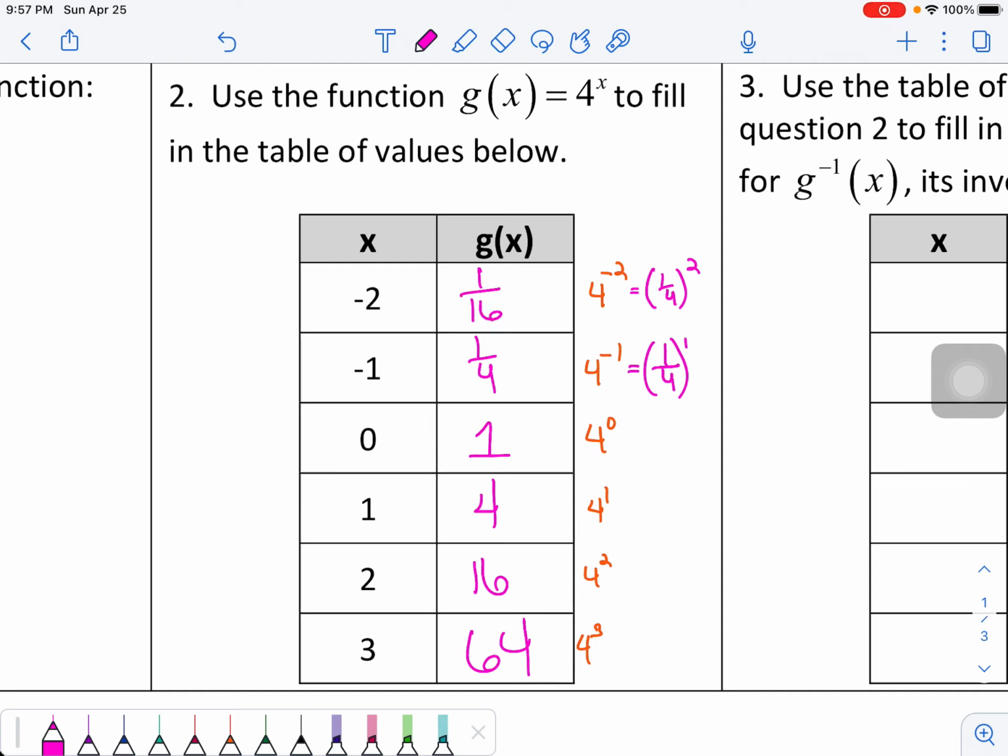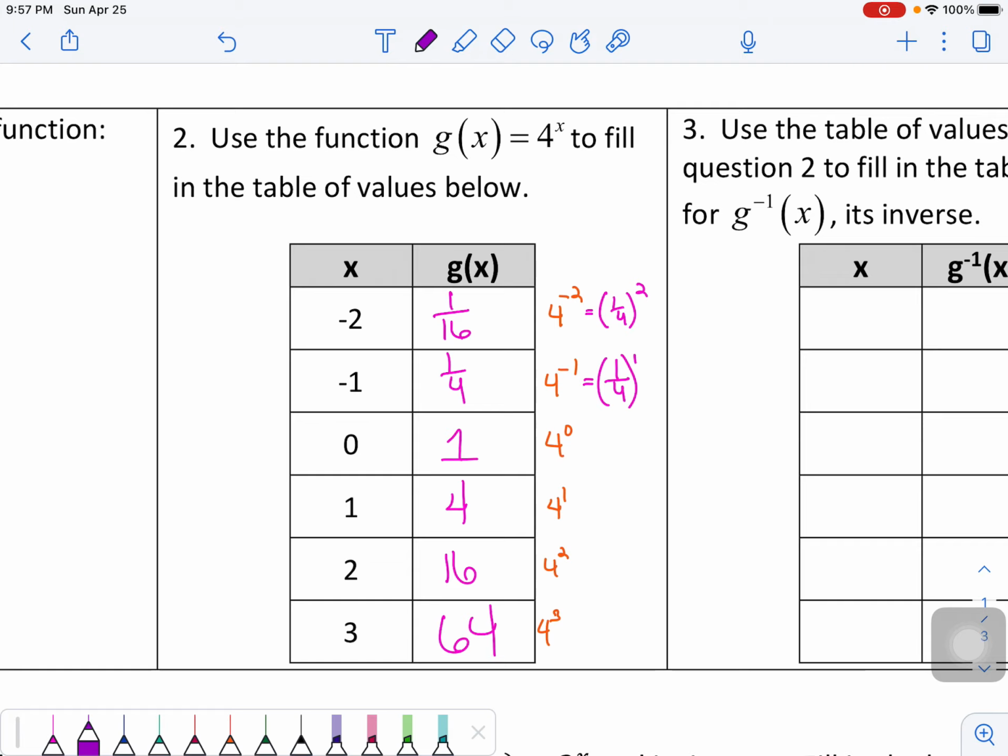Now, one thing that you might notice if you work with these long enough is 4 to the first is 4. 4 to the negative 1 is 1/4. 4 squared is 16. 4 to the negative 2 is 1/16. So if we needed to go further into the negatives, 4 to the negative 3 will be 1/64. So they mirror each other a little bit, but they are reciprocals of each other. Okay, so that's problem number 2.